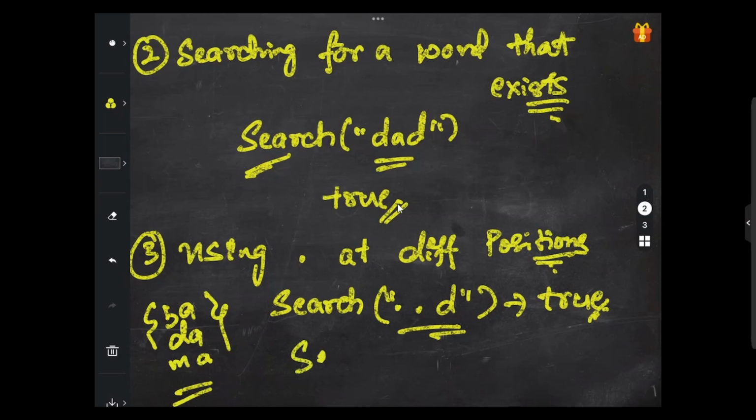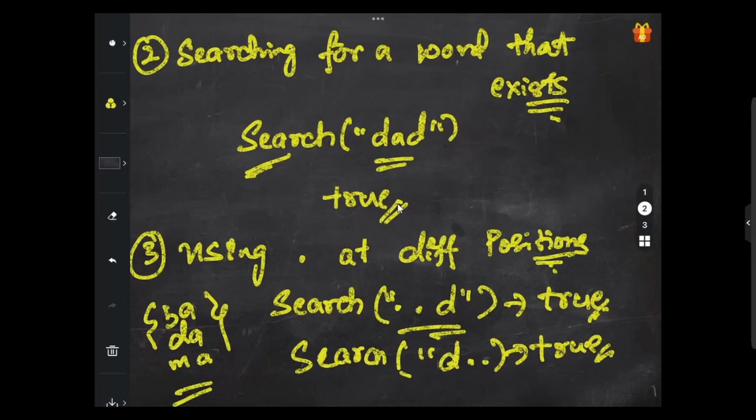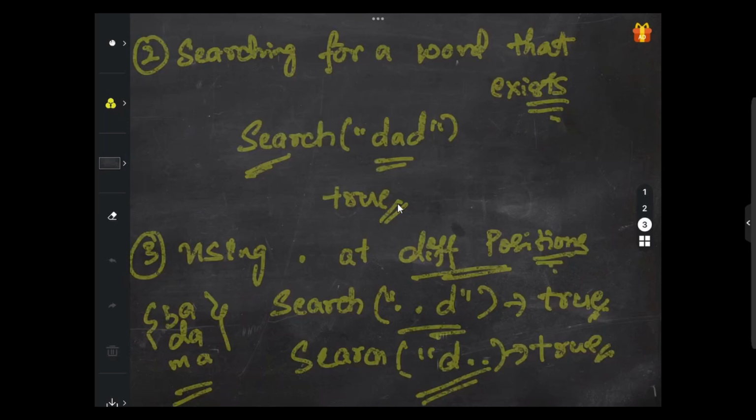And another example, if I consider here, search of d double dot. So this one will be true as well, because here we have d double dot. The starting letter has to be d followed by double dot. Dot means we can consider any character. Here we have a and d. Double dot means we should have two characters. It can be any character. So in this case also it will be true. This is for the condition using dot at different positions.